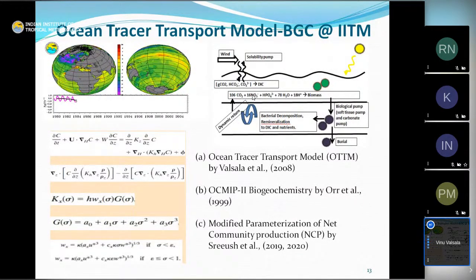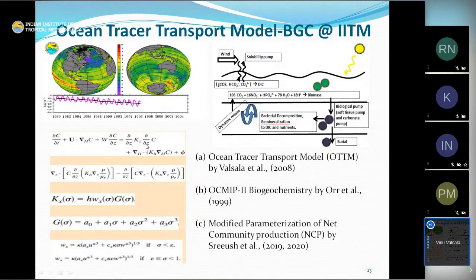This is called Ocean Tracer Transport Model and BGC, working at IITM. This is a simple model in which the physics or the dynamics is not solved within the model, but we are borrowing it from a reanalysis ocean data. So this is an offline model. This model is used to derive only the tracers, for example carbon, nutrients and all other biogeochemical variables, to find their evolution. So this is an offline model.